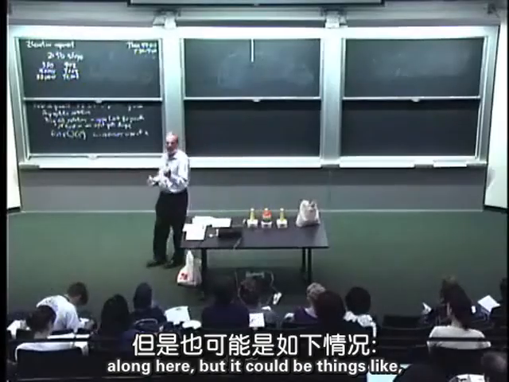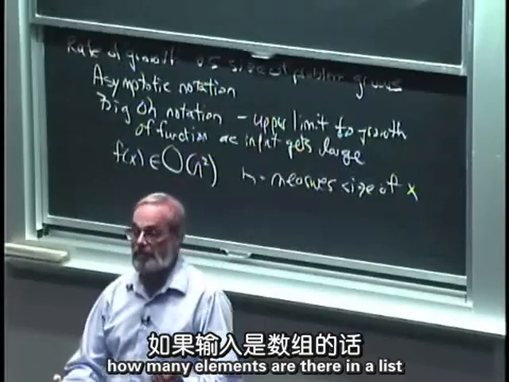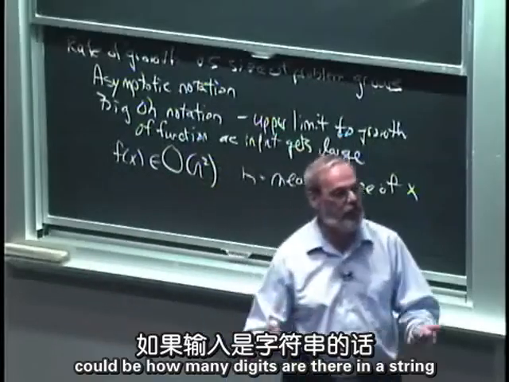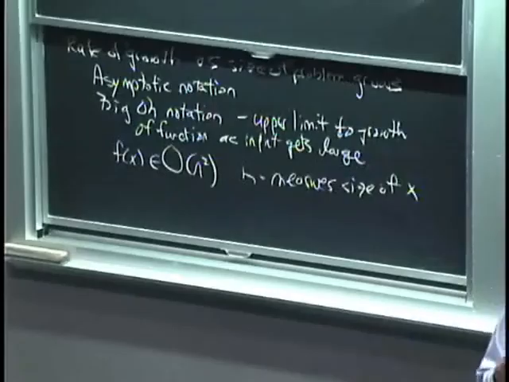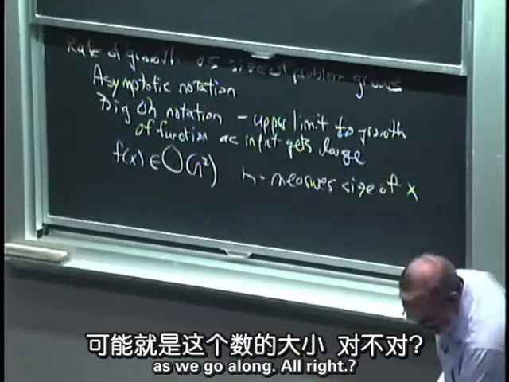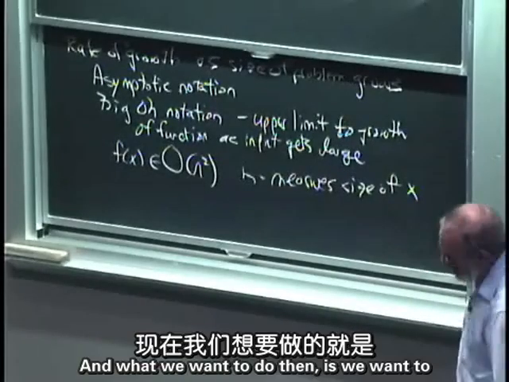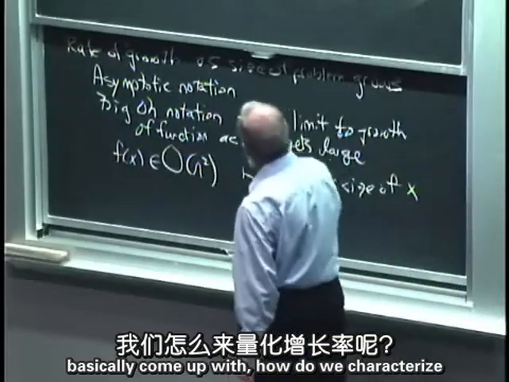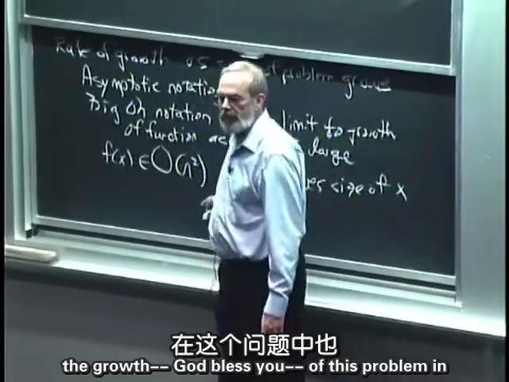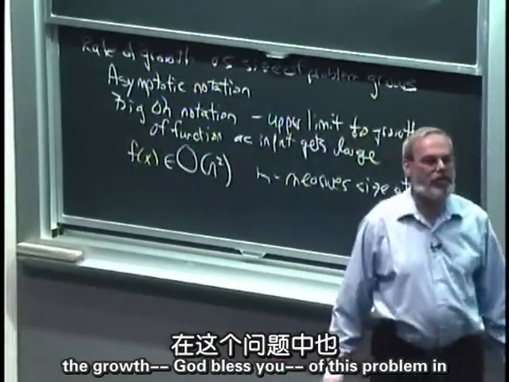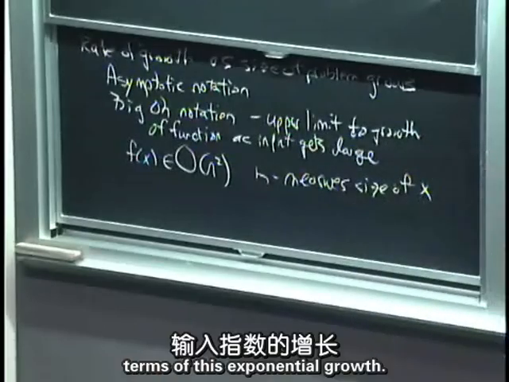But it could be things like how many elements are there in a list if the input is a list. It could be how many digits are there in a string if the input's a string. It could be the size of the integer as we go along. Right? And what we want to do then is we want to basically come up with how do we characterize the growth of this problem in terms of this exponential growth.